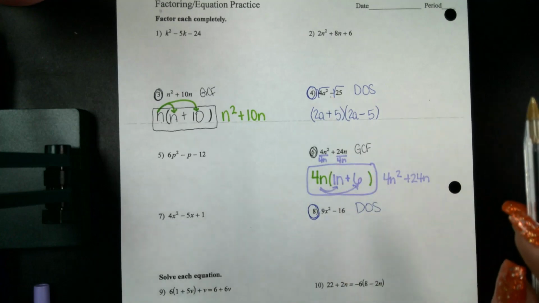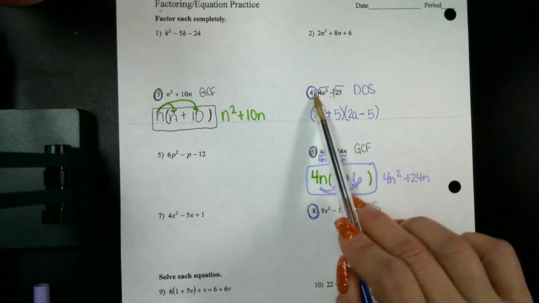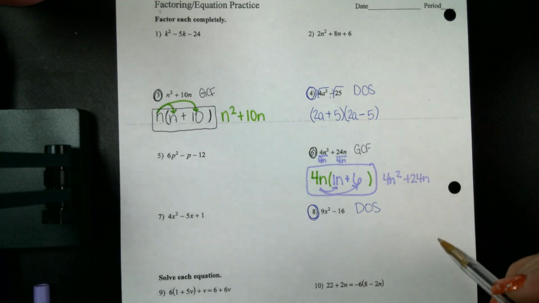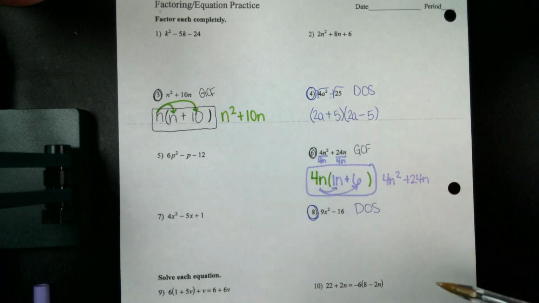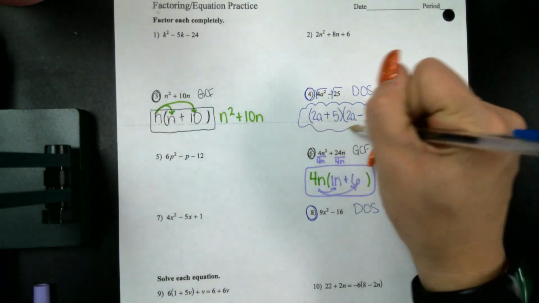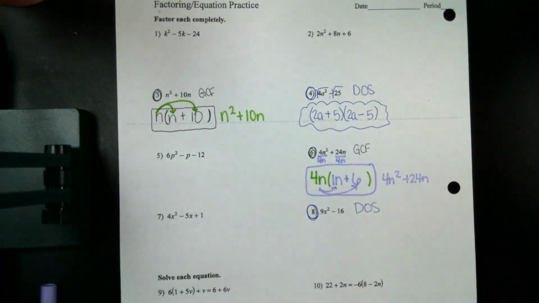So all you have to do on difference of squares is take the square root of each term, stick a plus sign between one of them and a minus sign between the other. Does it matter which one is which? No. I tend to always put my plus first, then my minus, but in all honesty, it doesn't really matter. That one's done. 2a plus 5 times 2a minus 5.